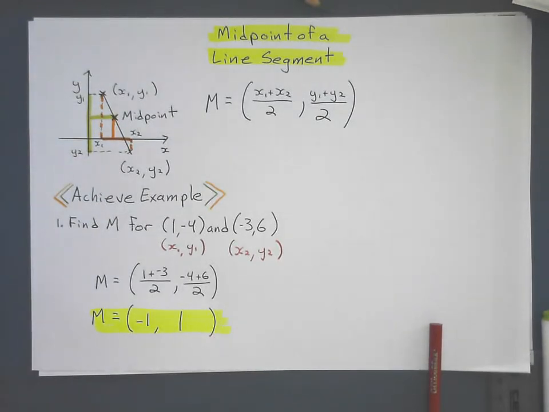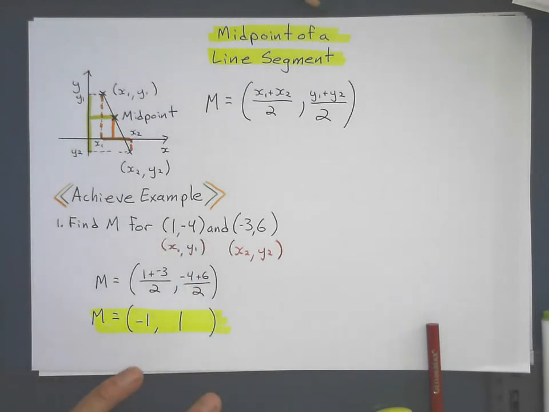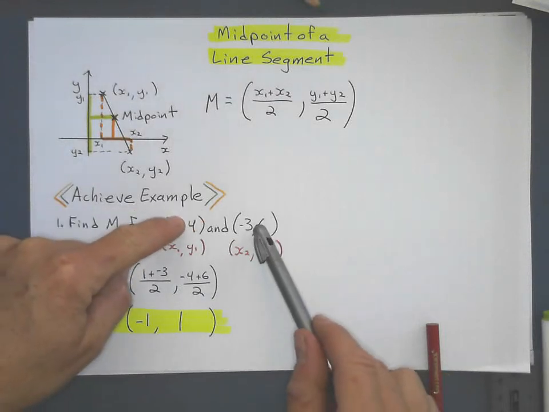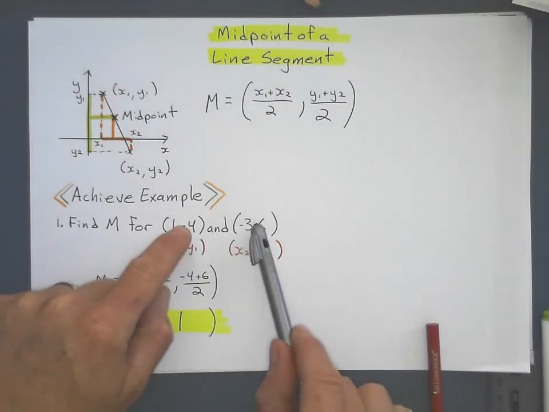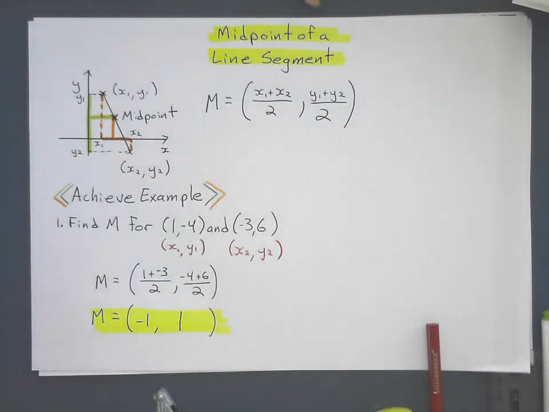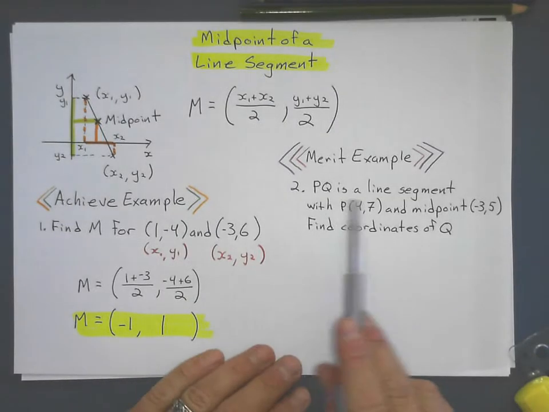Okay, questions? Let's try a merit example, and a merit example is where you're given the midpoint and you have to find one of the x or y coordinates of the endpoints. So achieve is kind of going from endpoints to midpoint. Merit is going to be midpoint to endpoints. And we just have to use a little bit more algebra. So let's try that.